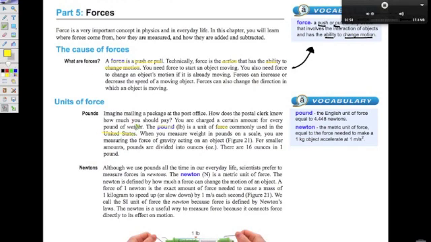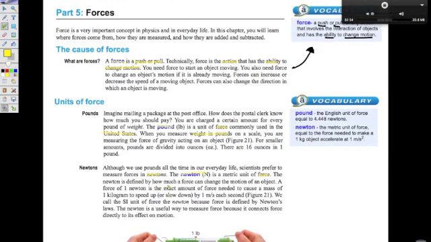Now remember, pound is a unit of force, so pound is weight, not mass. You measure weight in pounds on a scale. However, we use pounds in our everyday life. The scientists prefer newtons. Newtons is the scientific metric unit of force.